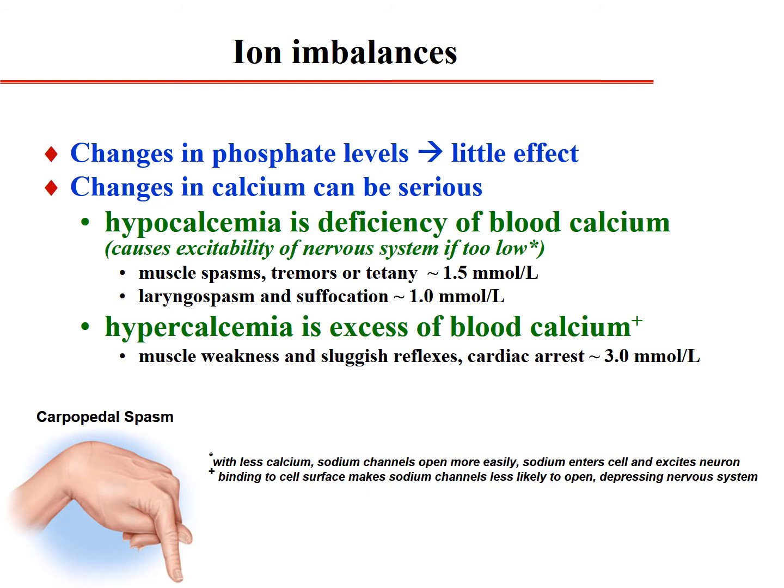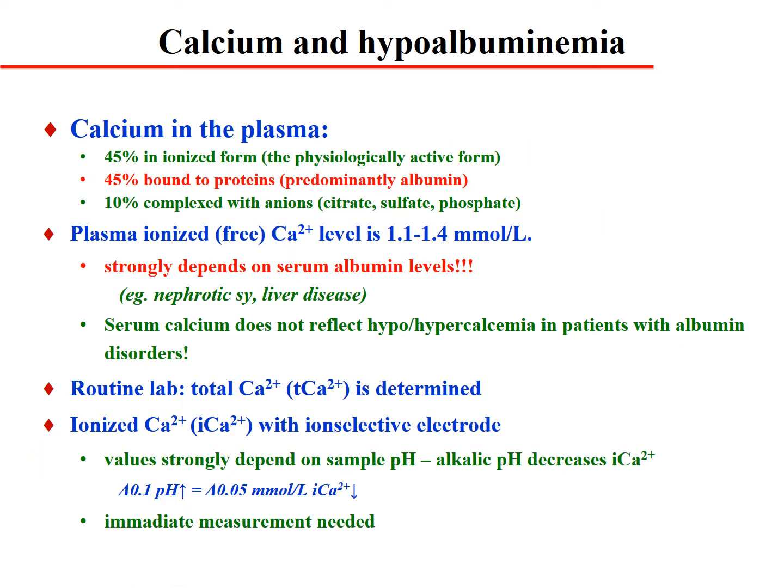In the opposite case, when we have more bivalent cations, there is a blunting effect on the sodium channels, so they are less likely to open. This is why it depresses the nervous system. In the picture, you can see the carpopedal spasm that usually develops when we have hypocalcemia. That can be the first sign of hypocalcemia.